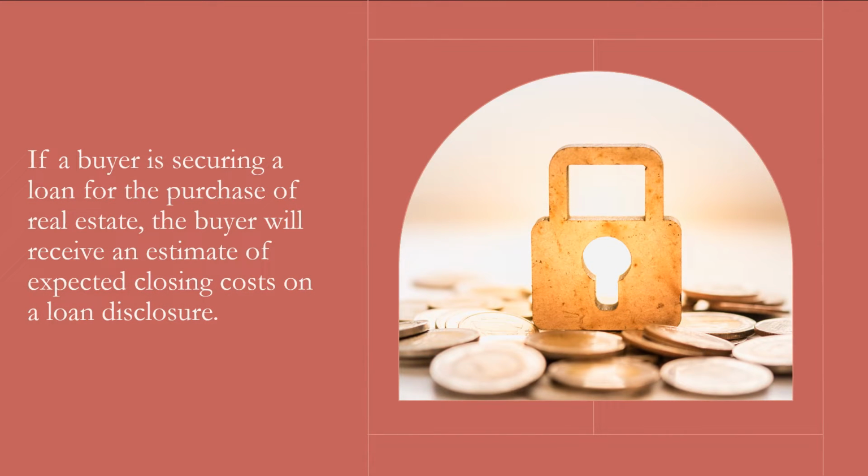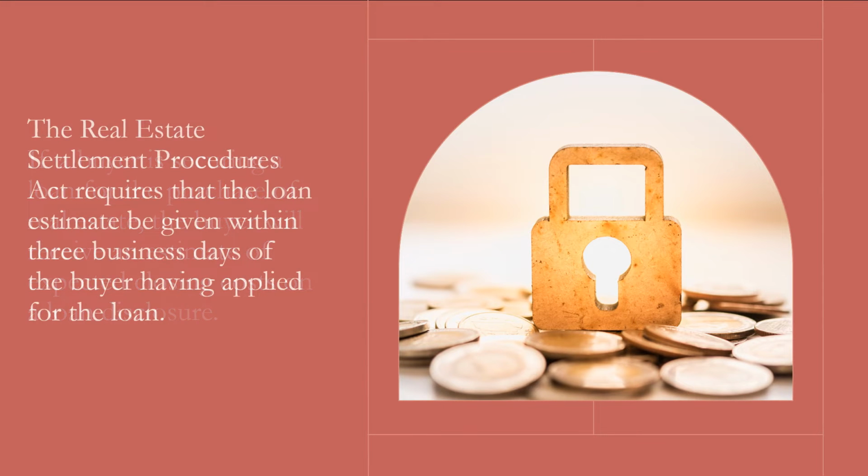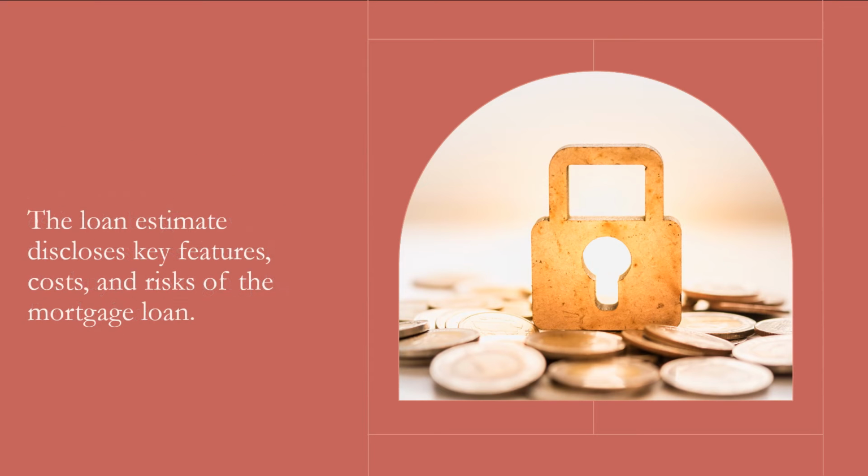If a buyer is securing a loan for the purchase of real estate, the buyer will receive an estimate of expected closing costs on a loan disclosure. The Real Estate Settlement Procedures Act requires that the loan estimate be given within 3 business days of the buyer having applied for the loan. The loan estimate discloses key features such as cost and the risk of the mortgage loan.